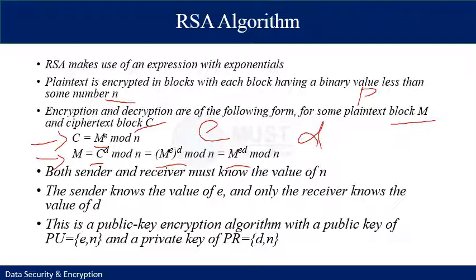Both sender and receiver must know the value of n, which is part of the public key. The sender knows the value of E, the encryption number, and only the receiver knows the value of D, the decryption number. So this is a public key encryption algorithm with the public key PU equal to {E, N}. E is available to the sender, and N is the public part which is available to both parties. The private key, which is used to decrypt, is only available to the receiver, as D is the decryption part and N is the public part.